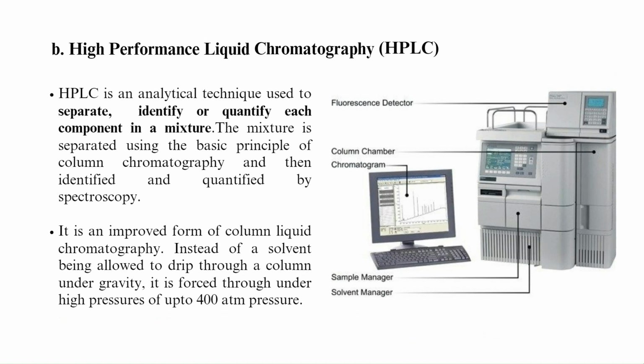High-performance liquid chromatography, HPLC. HPLC is an analytical technique used to separate, identify, or quantify each component in a mixture. The mixture is separated using the basic principle of column chromatography and then identified and quantified by spectroscopy. It is an improved form of column liquid chromatography. Instead of a solvent being allowed to drip through a column under gravity, it is forced through under high pressures of up to 400 atmospheric pressure.